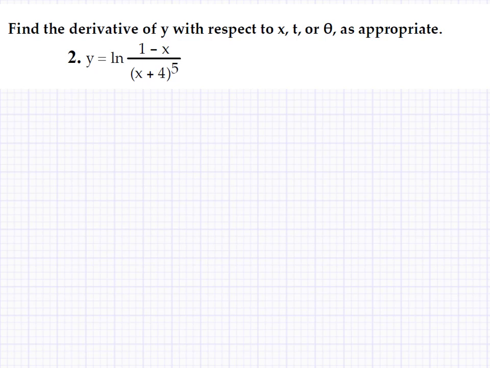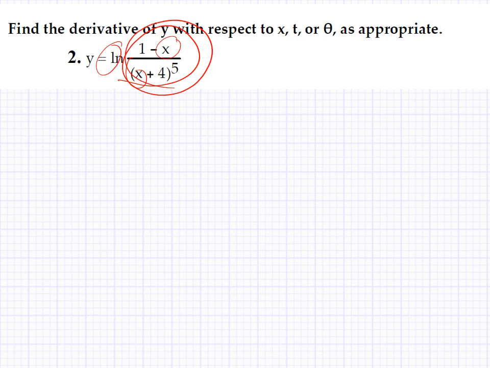Here's another one, in which case you want to find the derivative of y with respect to x, t, or theta. Well, in this case, since we have x's, we're going to take the derivative with respect to x. And so the idea, though, is this is a logarithm. So in order to take the derivative of the logarithm, we use our u prime over u rule. But I don't want to take the derivative of this whole thing. It'd be kind of messy.